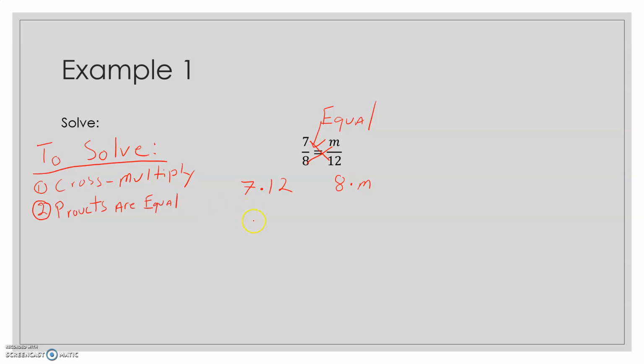So when we multiplied 7 and 12 together, we got 84. When we multiplied 8 and m together, we got 8m. And what we know about those two is they're equal to each other. Those two products are equal to each other. And then step number 3 is where you're going to solve for the variable. That's the third step, solve for the variable.